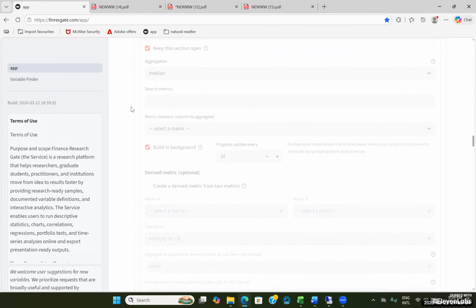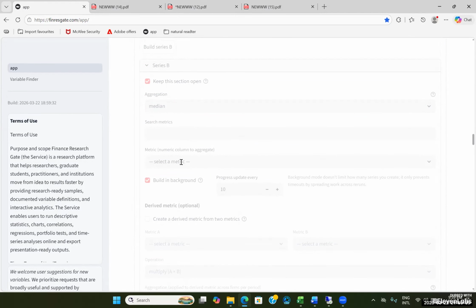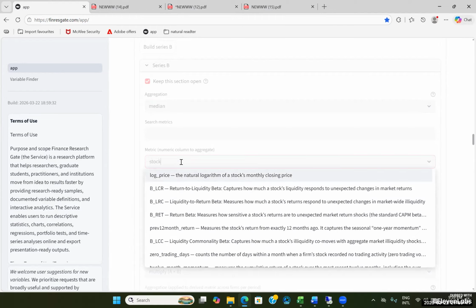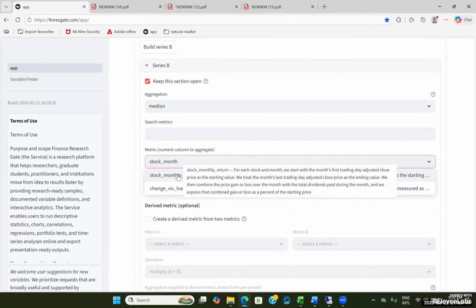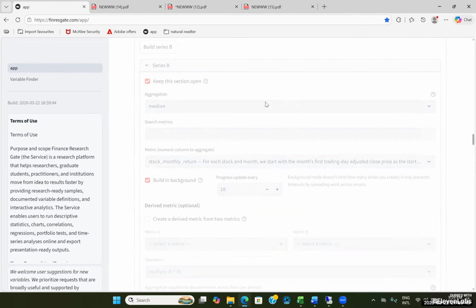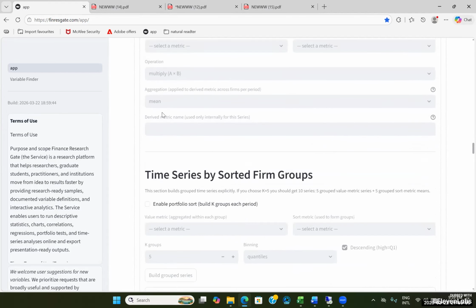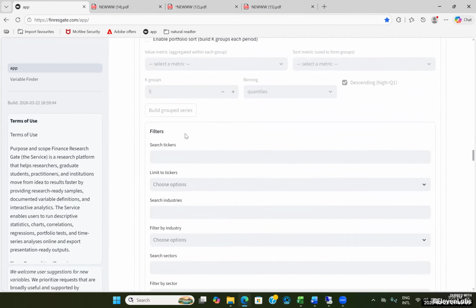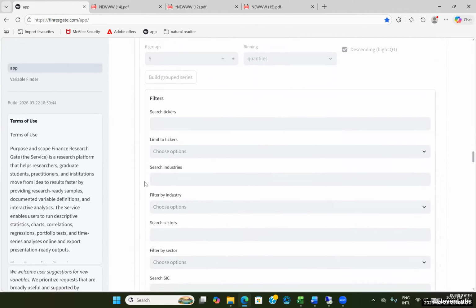I'm picking median. Now we need to find the market return, and we'll use the median monthly return across firms in each month. We intend to apply this to all firms, so we will leave these fields empty. We are not going to limit our search to a particular subset of companies, but instead ensure it applies universally to all firms.